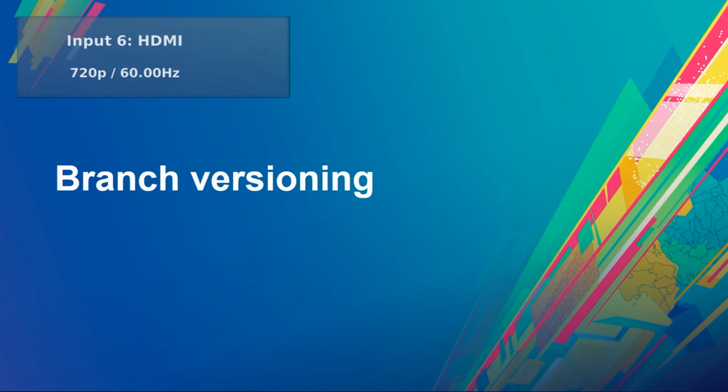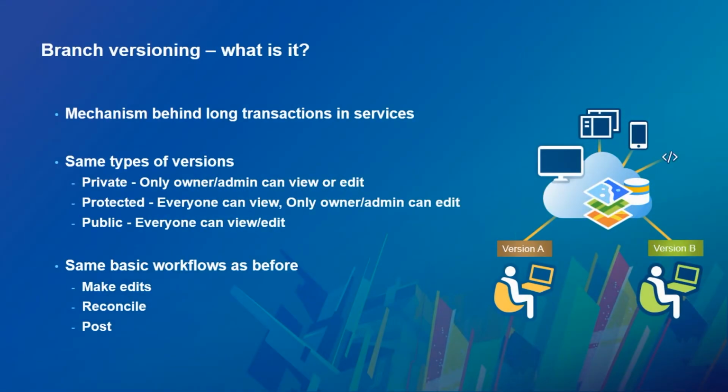Okay, moving into branch versioning. So branch versioning is our new versioning model. It was introduced with Pro 2.1 and Enterprise 10.6. It's purpose-built to support long transactions in services. So it has the same basic workflows that you would have had with traditional versioning, those same workflows apply to branch. You also have the same types of versions, so you have private, public, protected, and the same sort of rules apply there.